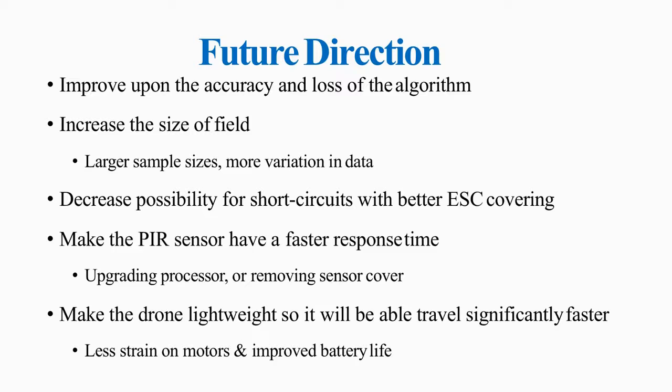Make the PIR sensor, the sensor that was measuring NDVI, have a faster response time, and we would be doing this by removing the sensor cover. So there's this bubble above the sensor. We remove that to get more accurate data, and maybe upgrade the speed or the processor of that sensor. And then making the drone more lightweight, as it is 450 grams right now. If we can make it lighter, we'd be able to travel significantly faster, which would provide less strain on the motors and improve battery life overall.